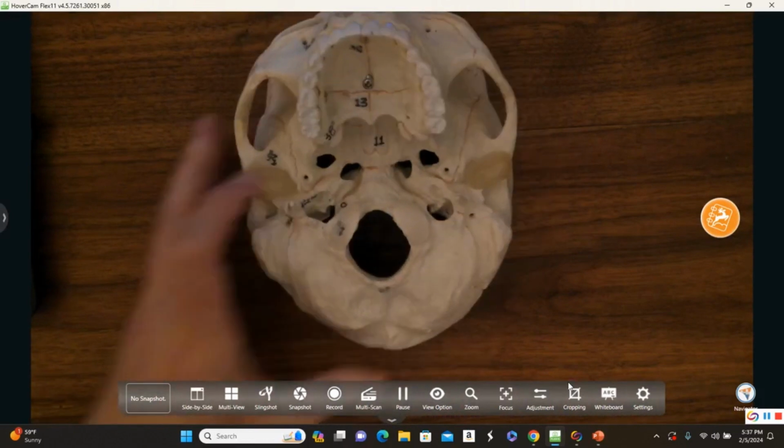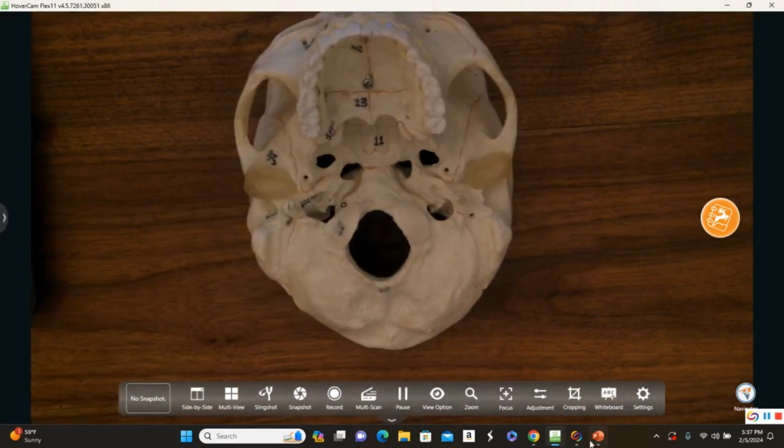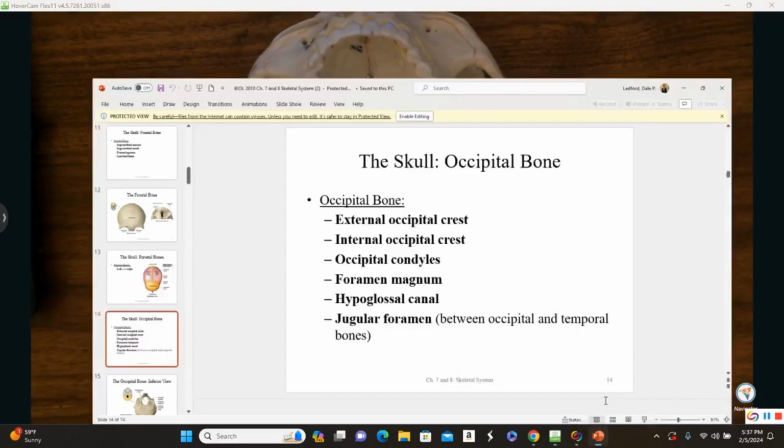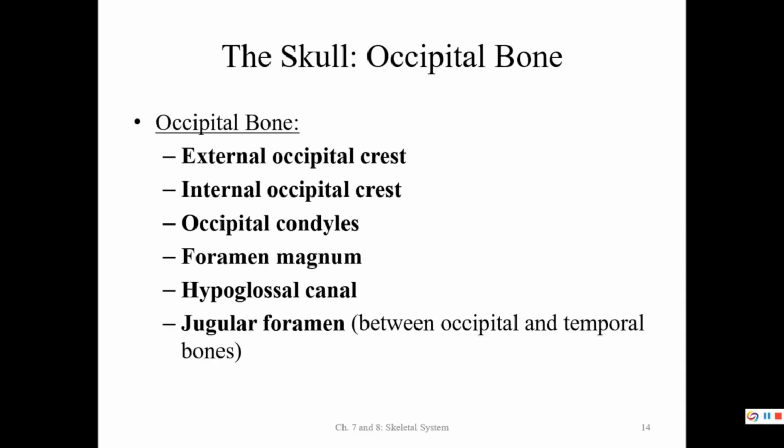Okay? Now this is a 4K camera, but not running 4K through my computer. But still pretty good resolution.